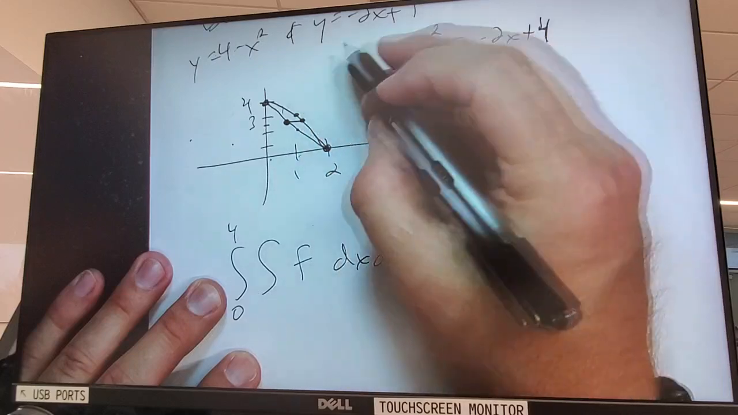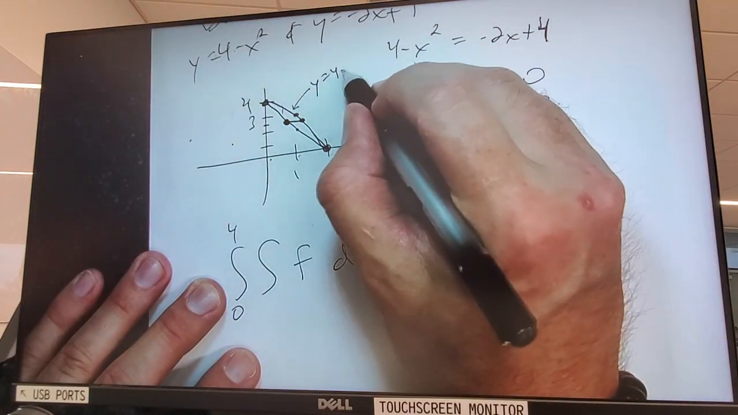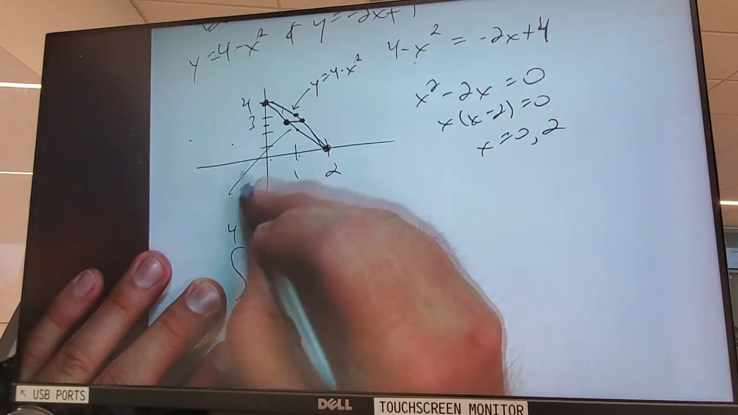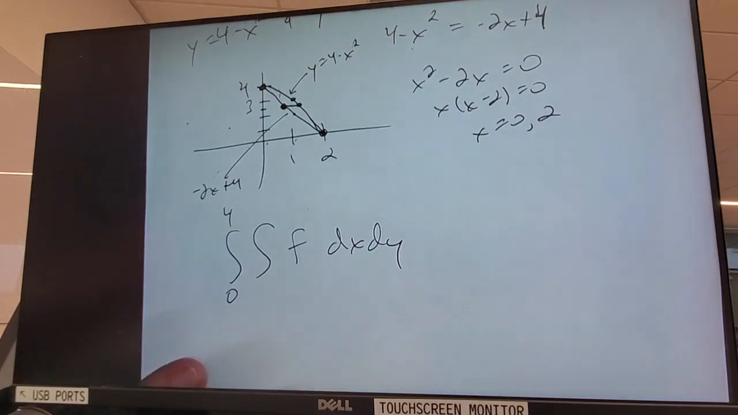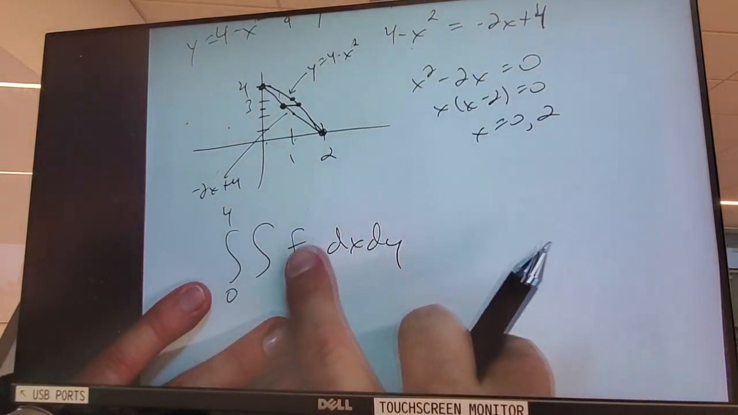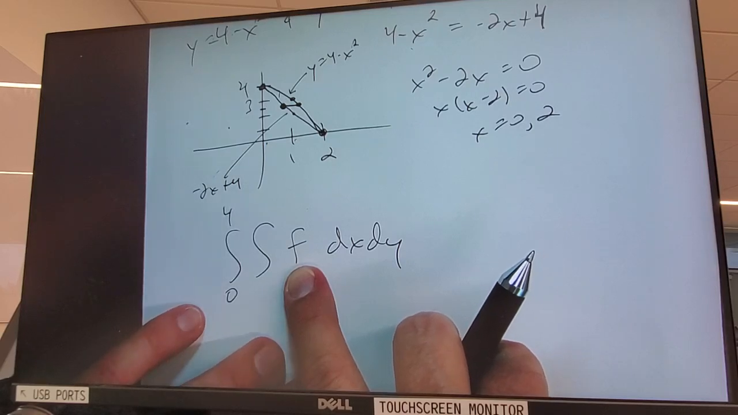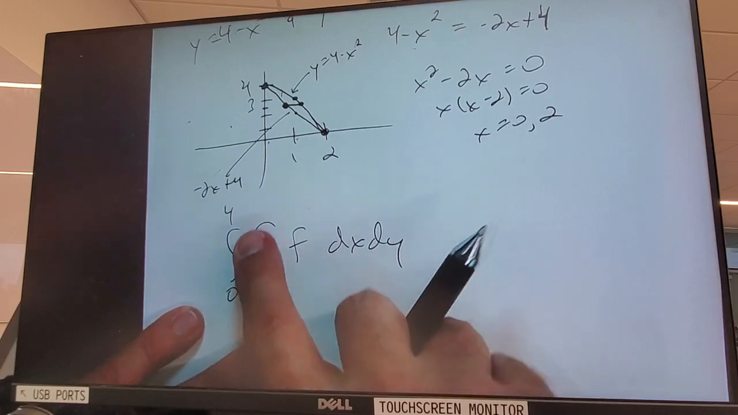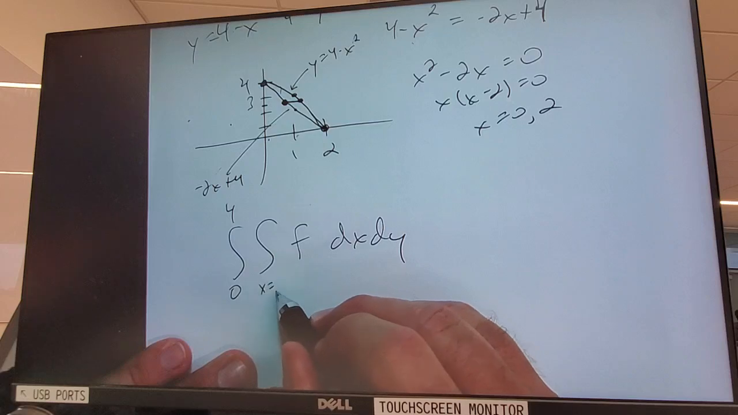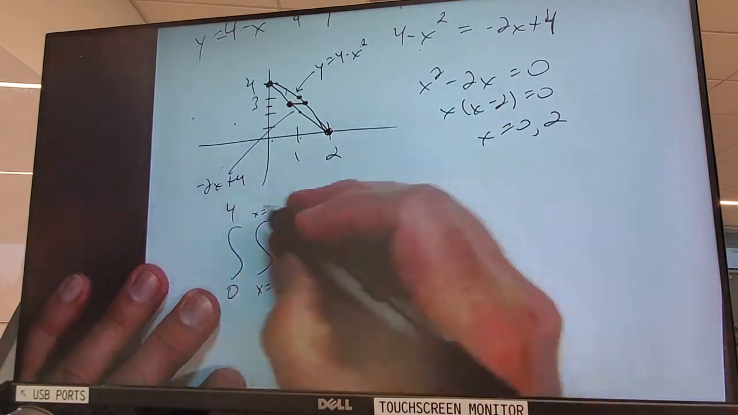Let's identify these walls. I should have done that first, but this was the parabola, y equals 4 minus x squared. And this was the line, negative 2x plus 4. But now what do I need for this one? Yeah, so this is what y is doing. This needs to be what x is doing, yes? So this wouldn't be too bad.